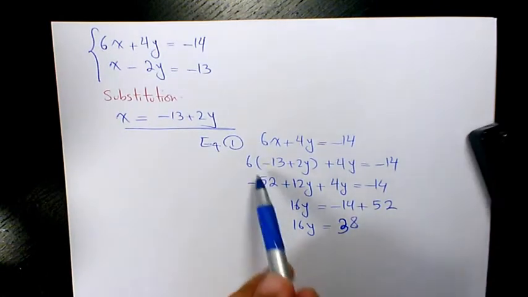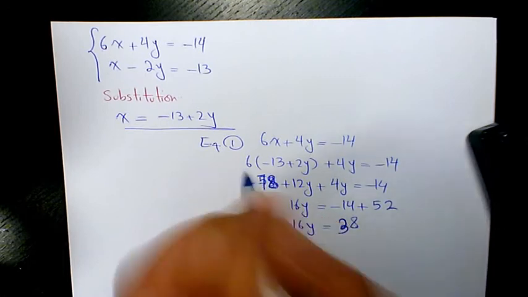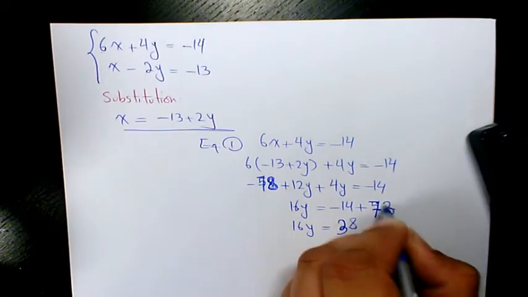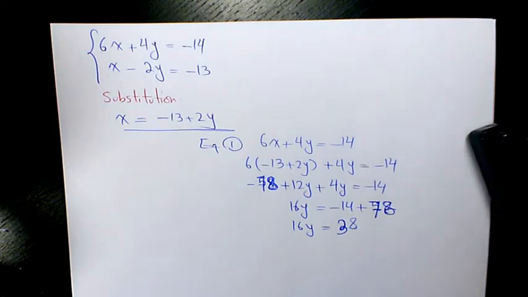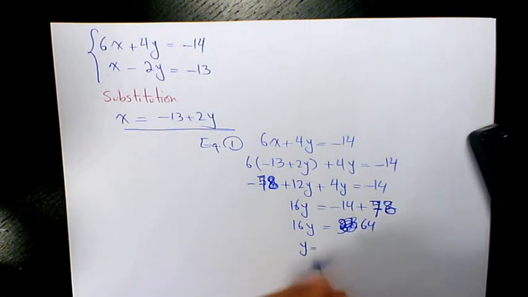I made a mistake here. 6 times negative 13 is going to be negative 78. So then you have 78 in here. 78 minus 14 is going to be 64. So y will be 64 divided by 16, which is going to be 4.